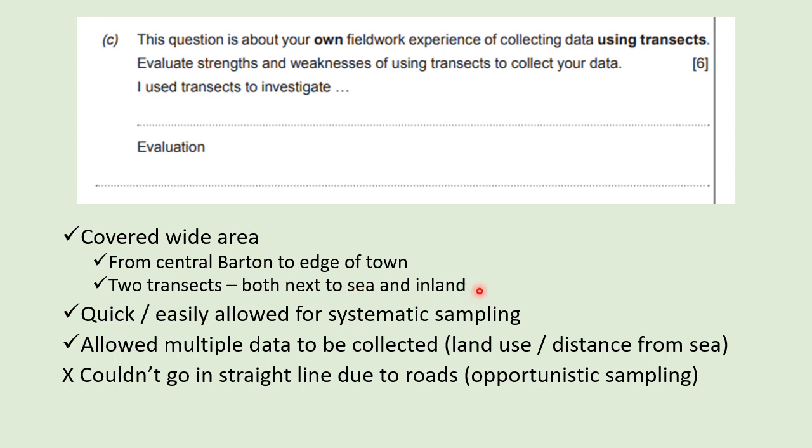Okay, again, relating it to Barton. It was quick, it was easy, and it allowed for systematic sampling to reduce the risk of bias. We collected multiple data at different points, e.g. land use and distance from the sea. Again, that made it quicker. But we couldn't go in a straight line because we had to follow the roads, so we had to use opportunistic sampling to the risk of bias. So that, I reckon, is about the worst question they can ask in transects. If you can remember that, you'll be absolutely fine.